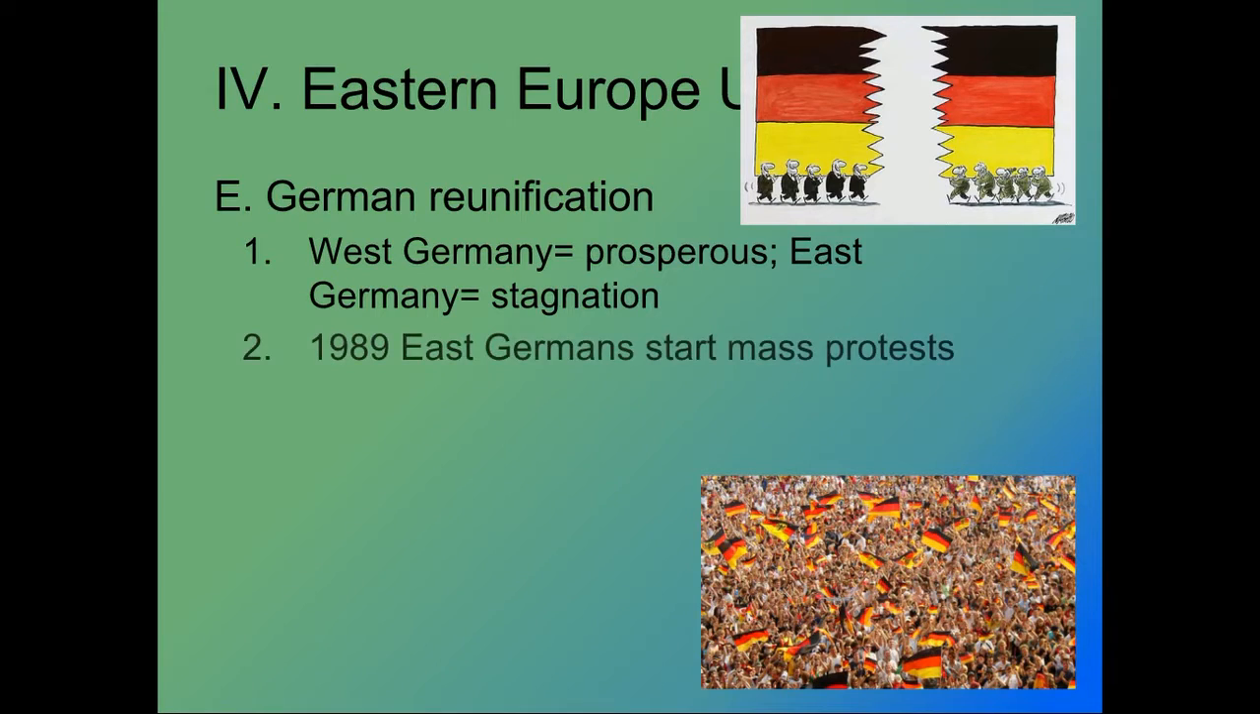And in 1989, we're going to see East Germans start protesting, just like we saw in Czechoslovakia and Poland and all these other nations. In addition, because Czechoslovakia and Hungary and other nations are turning independent, now East Germans have a chance to leave the country. They don't just have to try to go west. They can go south or east to get ultimately to Western Europe. So they're going to start to flee.